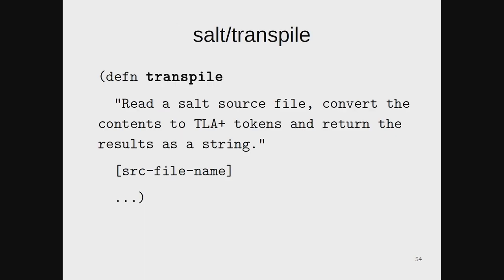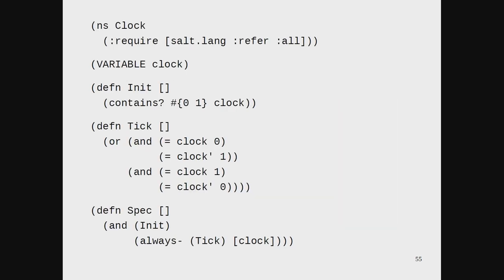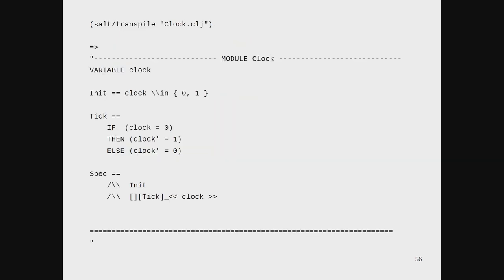So the final one, kind of the money item we need here, is this operator that'll let us transpile a Salt specification into TLA Plus. For this, all you have to do is give it the source file name, and then it will read that in, and it will emit TLA Plus tokens or characters. I closed out my specification here by adding the standard spec operator at the end. And then if I call transpile on that, this is what it produces. To read that, the slashes in Clojure escape, so it looks wrong, but that caught my eye. But anyway, if you transpile it, that's what you get.